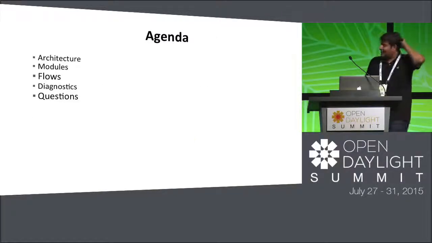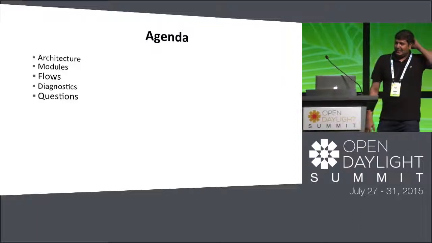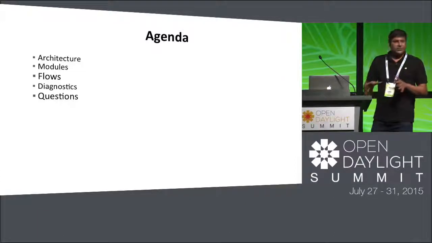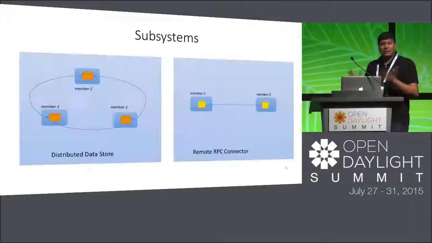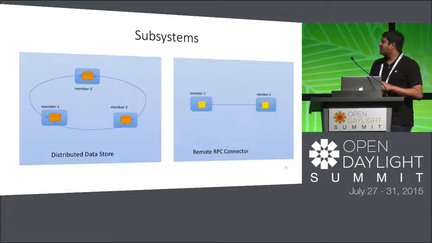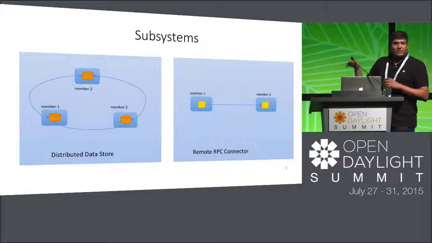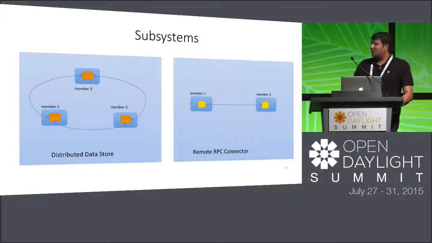Here's the agenda for today. I'm going to start off with a few architecture slides, mostly because everybody might not be familiar with the architecture. Understand your use cases, and then we can see if we need to prioritize this for Beryllium. But right now, I don't have a good use case for remote notifications. So these are the two subsystems that we do have implemented, and I'll go into a little bit of detail on this.